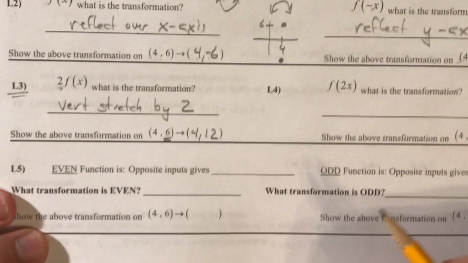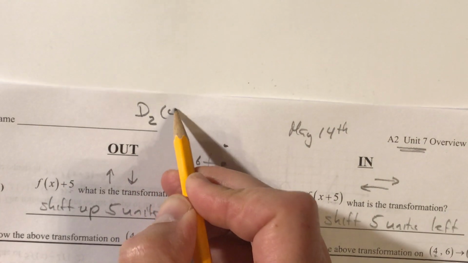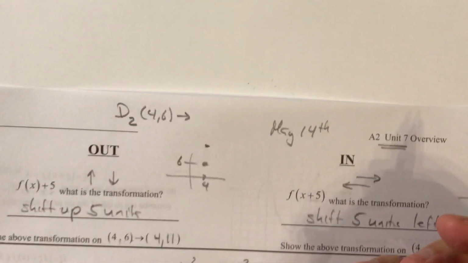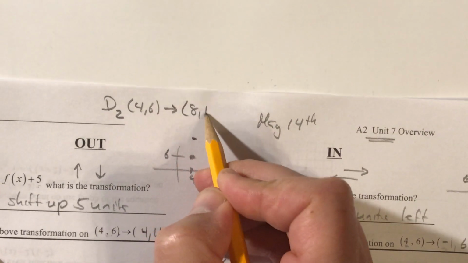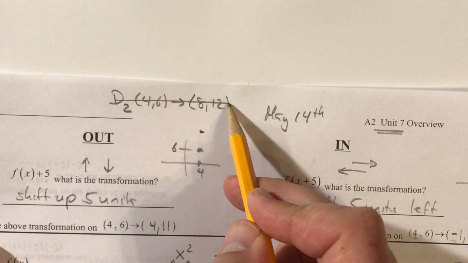Now, this is where it gets confusing, because I know what you did last year in geometry. You did dilation of 2. Where would 4, 6 move? If you did a dilation of 2 last year, it would go to 8, 12, and some of you are still doing that, okay? Wrong. We're not doing dilation.